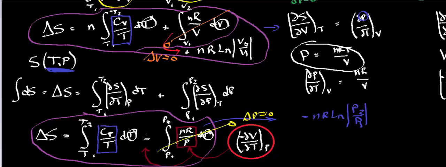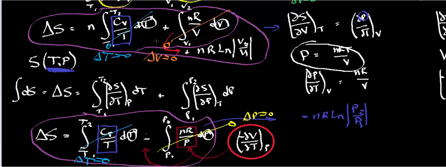Now, for an isothermal system, I can actually use both of them. If it's isothermal, then delta T is 0, right? So this integral goes to 0 when delta T is 0, and that leaves one integral for both of them. The one you would want to use is whichever one you have the information to do. If you don't have any volume information, and all you have is pressure information, then you want to use the second one. If you don't have pressure information, and all you have is volume information, then you use the first one.